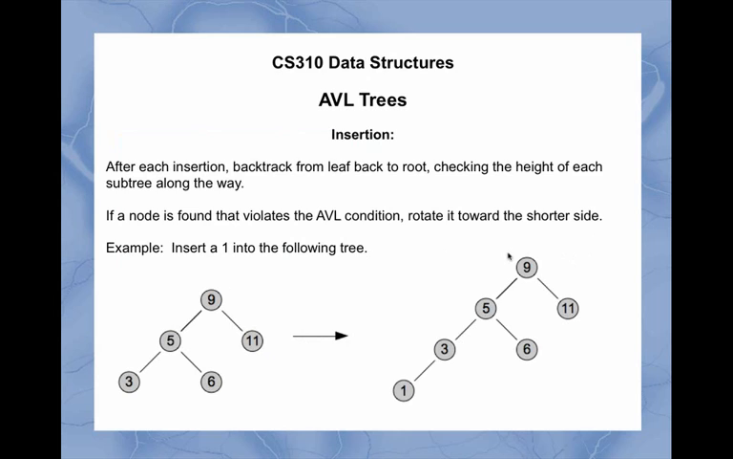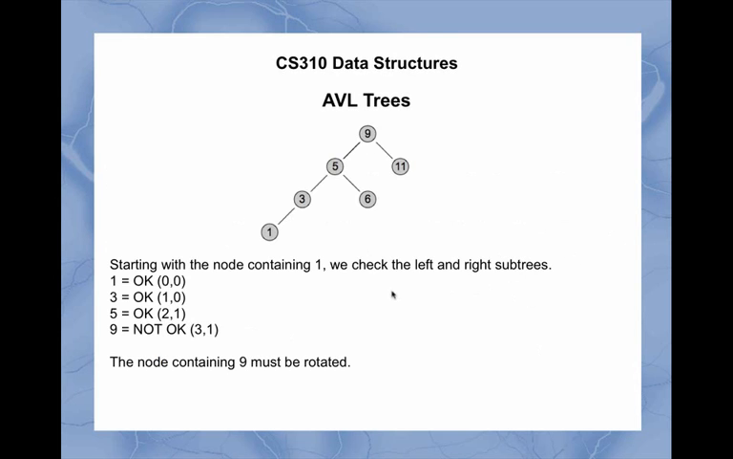So for an insertion operation, you want to backtrack. Here we've inserted, when we insert a 1, we want to backtrack. So you will go along the insertion path, checking the height of each node in the tree. So the 3 has 1, 0. That's okay. The 5 has 2, 1. Again, that's okay. The 9 has 3, 1. Not okay. We have to rotate the 9 to the right. So as you can see, as we trace up the line, you can see what the heights are of each of these. And we discover that 9 is the one that's not okay.